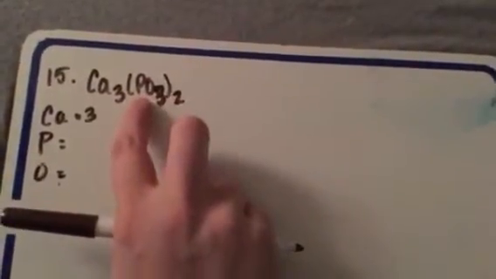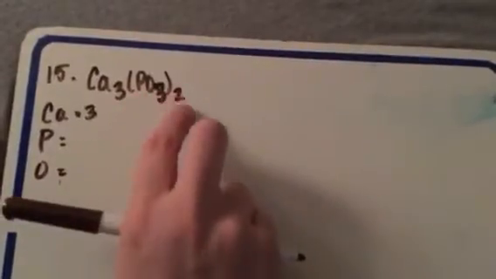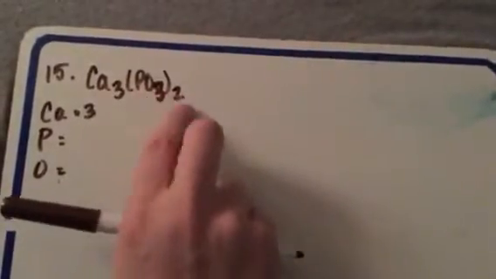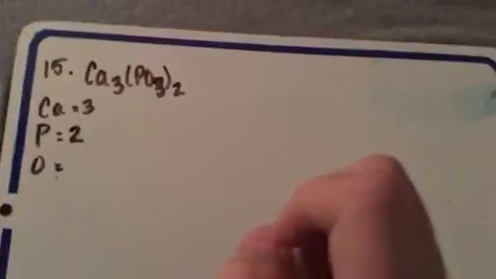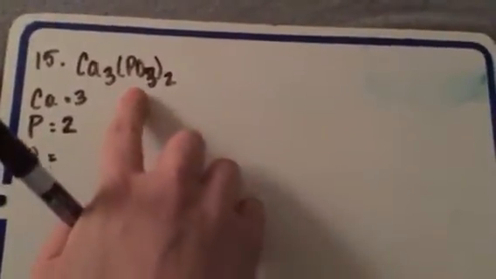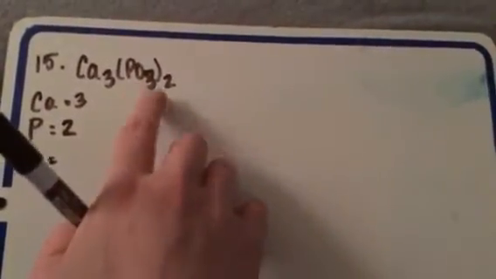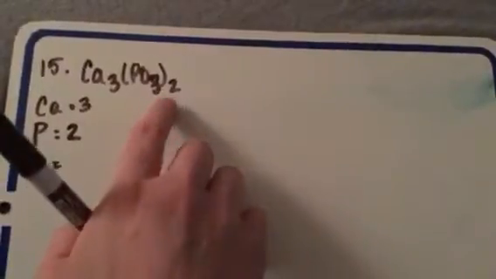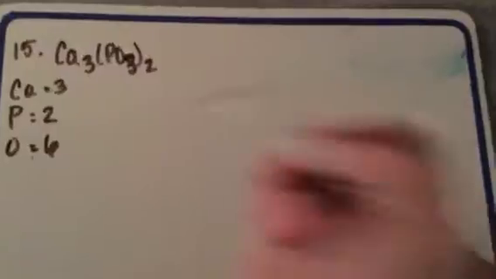So I have 1 atom of P available. I have to multiply by 2, so 1 times 2 means that I have 2 P's. I also have 4 oxygens already, but I have 2 of those molecules present, so I have to say 2 times 4, and I determine that I have 8 oxygens present.